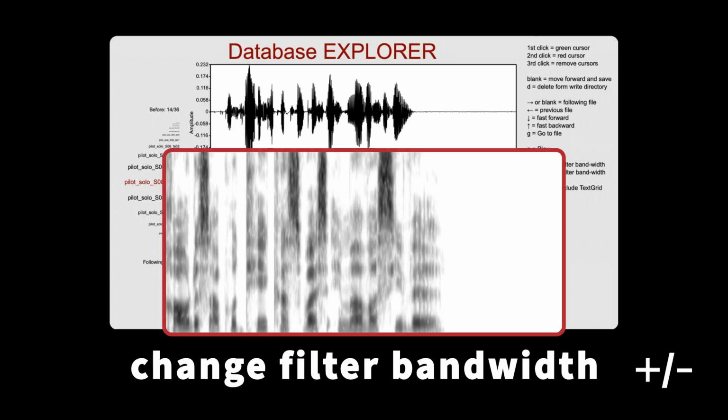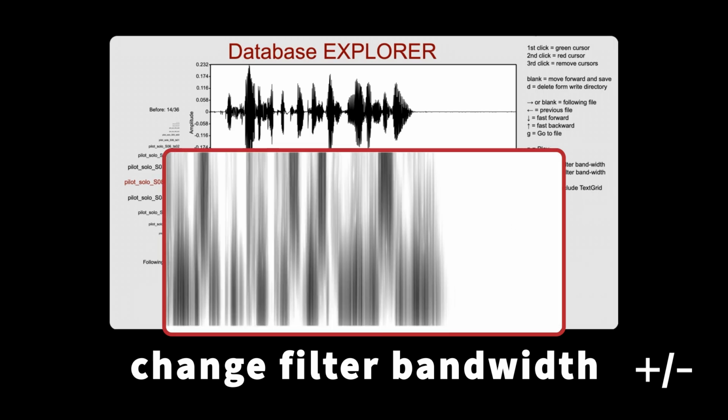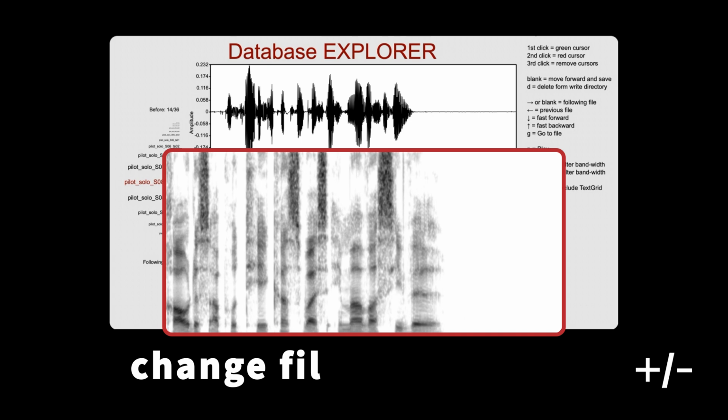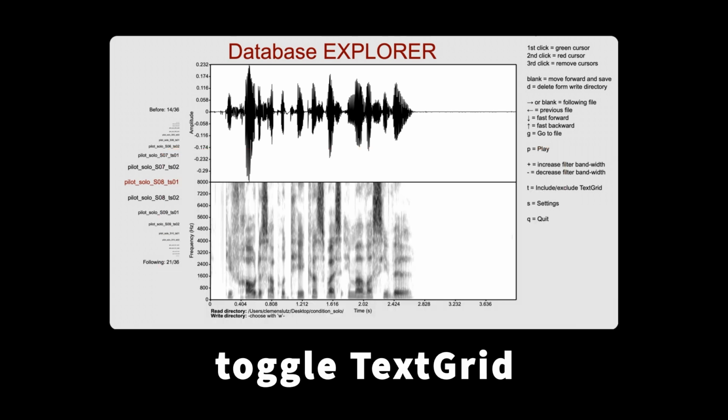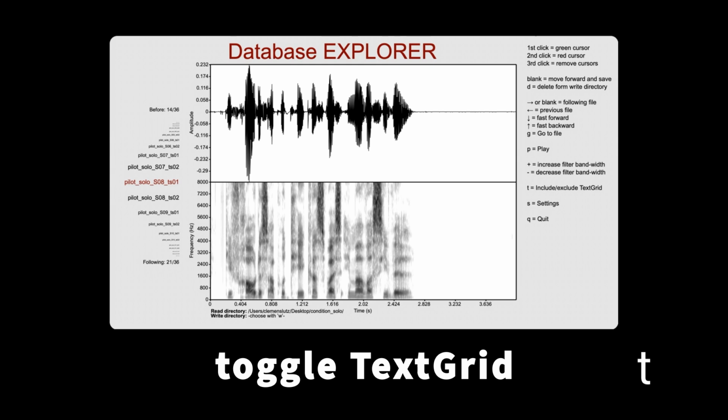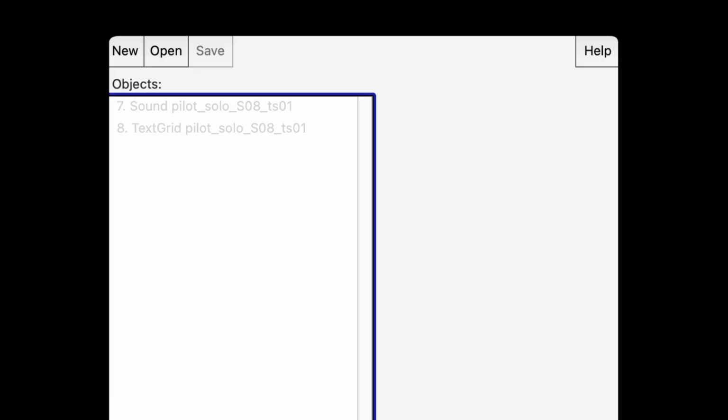With the plus and minus keys, you can increase and decrease the filter bandwidth of your spectrogram. This can be useful when you're looking for specific formants in your sound. If you have a text grid file, then it can be displayed by pressing the T key. This is a toggle, meaning by pressing T again, the text grid disappears. Note that the text grid and audio file must have identical file names for this feature to work.